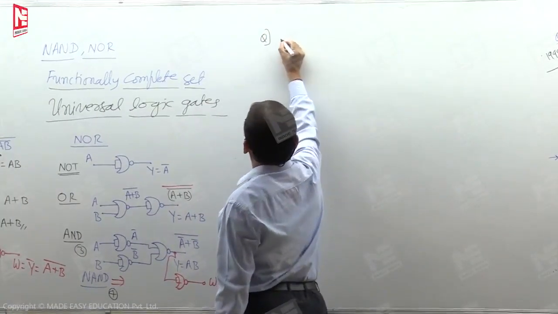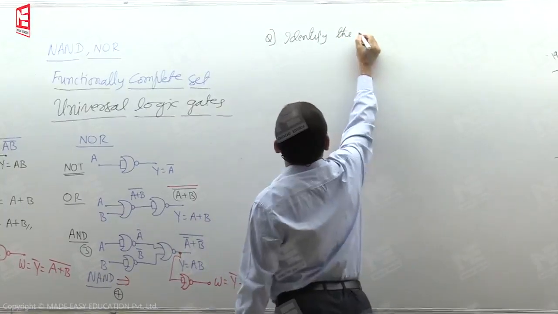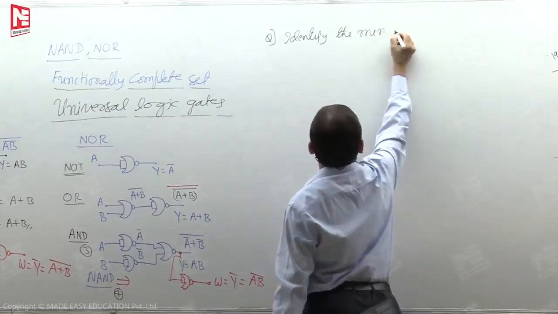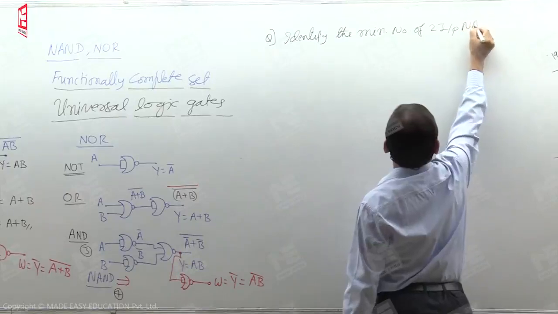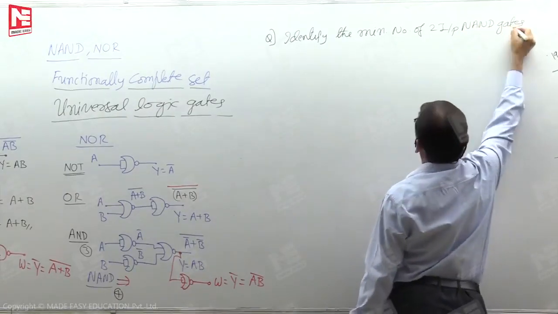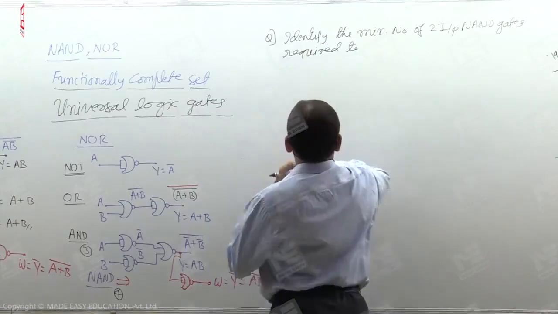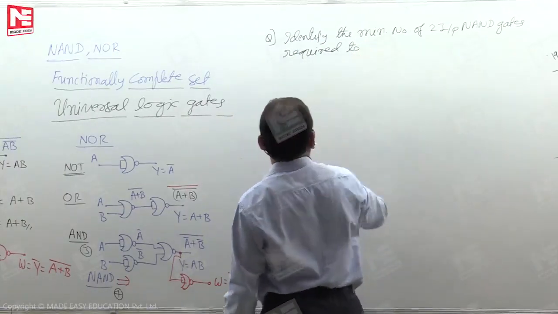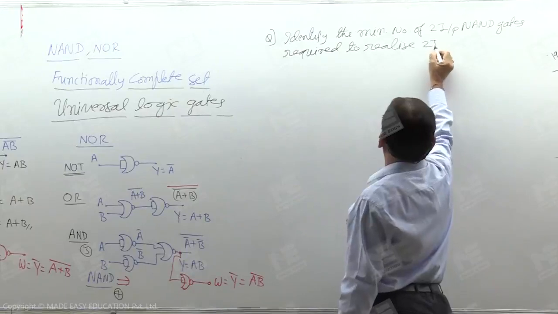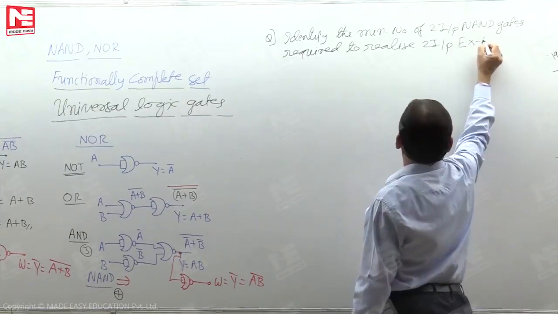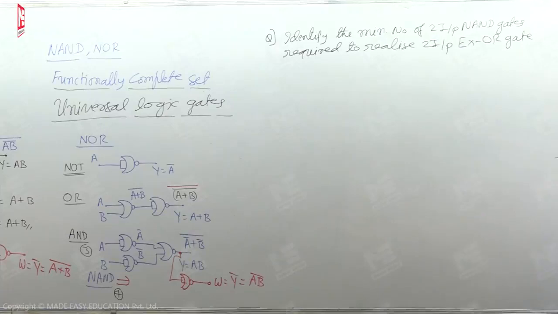So note down. Identify the minimum number of two input NAND gates required to realize a two input exclusive OR gate.